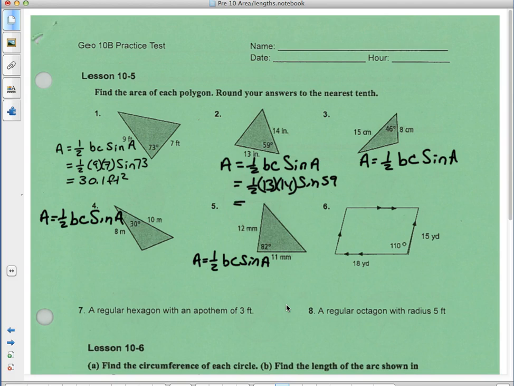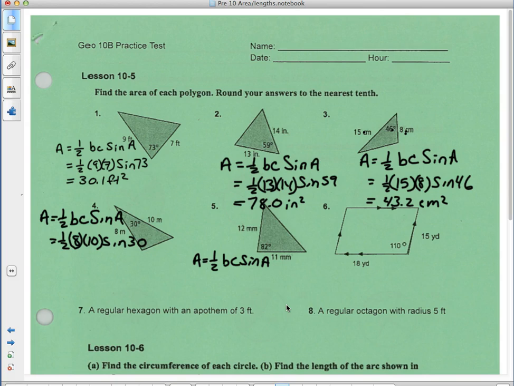And interfacing with my calculator. And again, this is a triangle formula, side angle side. So it's 1/2, 15 times 8, sine of 46. Okay, I plop that in my calculator, I get 43.2 centimeters squared. Here I've got 1/2, 8 times 10, sine of 30. I'm looking at 20 meters squared.